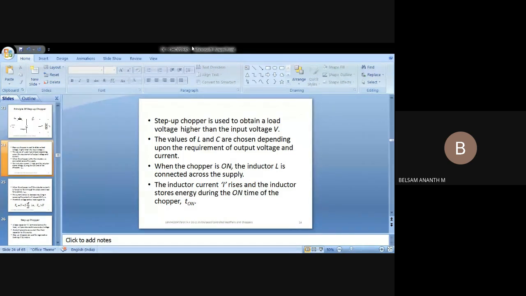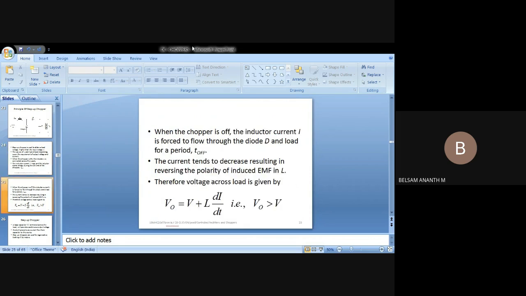And the values of L and C are chosen depending on the requirement of the output voltage. When the chopper is on, the inductor is connected across the supply, the inductor current rises, and obviously the inductor stores energy during the on time of the chopper. I hope you all understood. So while the power supply is on, your inductor gets charged. When the chopper is in the off condition, what will happen? The inductor current will flow through the diode and the load for a period.